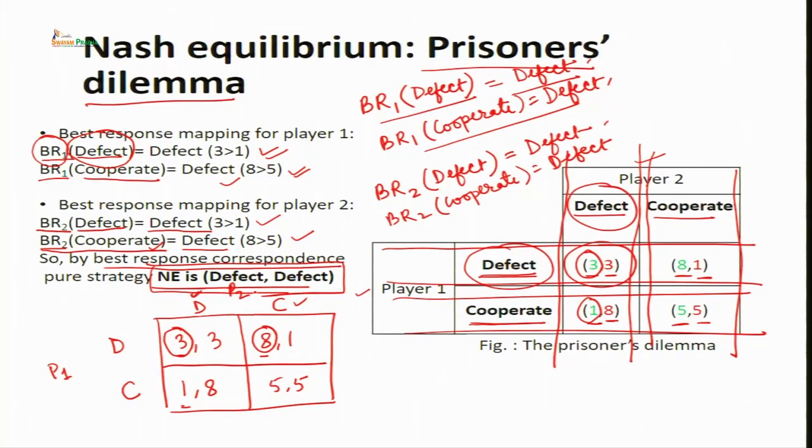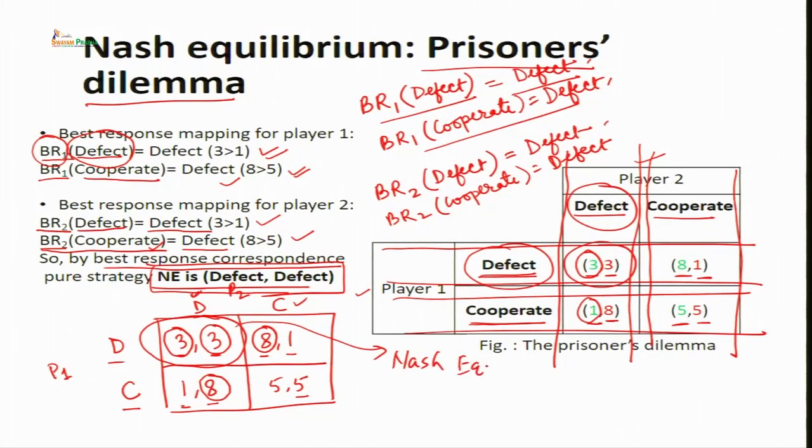Similarly, for player 2, suppose player 1 plays D, so we are in the first row. By playing defect, player 2 is getting 3, by playing cooperate, player 2 is getting 1. So, 3 is more than 1, so defect is the best response. Now, suppose player 1 plays C, then player 2 is getting 8 by playing D and 5 by playing C. So, clearly 8 is more than 5, so defect is the best response. So, we can see here, this is the cell where the best responses of both players are meeting or converging. So, that is why this is the Nash equilibrium.